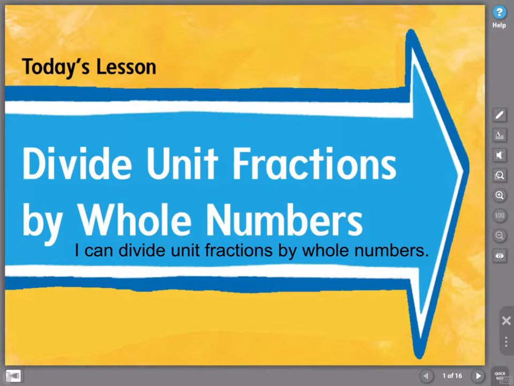And that brings us to the end of today's lesson. Our lesson has been on dividing unit fractions by whole numbers. Our I can statement today is, I can divide unit fractions by whole numbers. Go ahead and press pause now if you need more time to write this on your whisk.